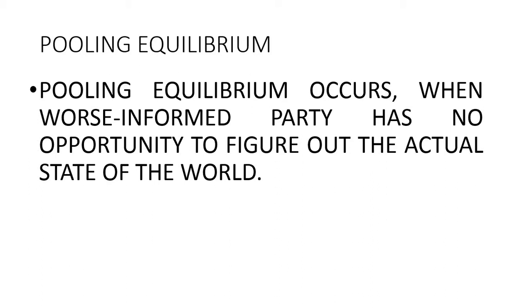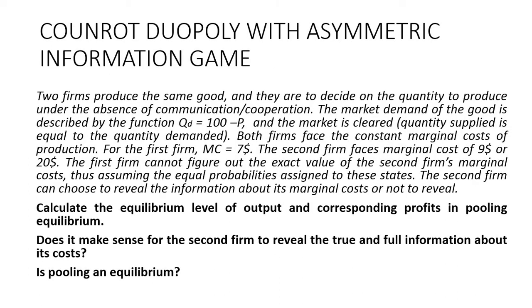So for today, we are going to discuss it based on a Cournot duopoly example, and the setting of the problem is as follows. Two firms produce the same good and they are to decide on the quantity to produce in the absence of communication or cooperation. We call this kind of uncertainty, as you remember, strategic uncertainty, when two players are not aware of the strategies chosen by the other players.